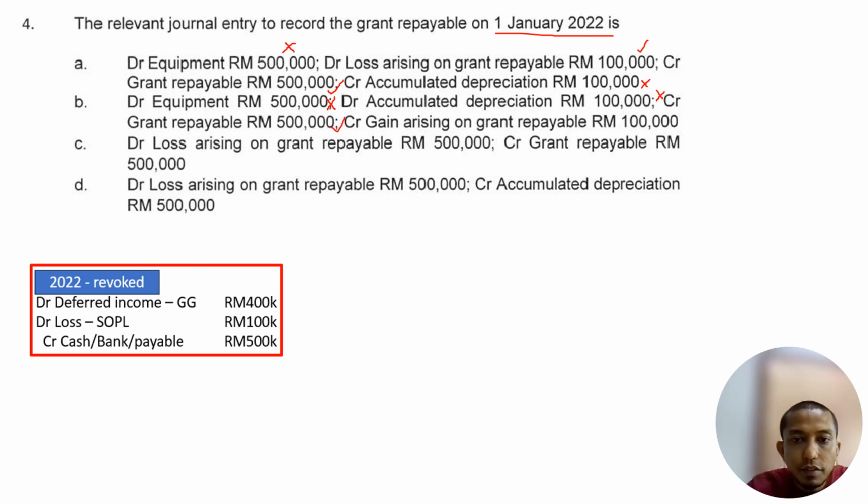Gain on arising of grant payable. Wrong, not gain. Debit loss arising from grant repayable 500,000. Wrong, loss is only 100,000 and grant repayable is 500,000. Correct. Okay, debit loss arising from grant payable 500,000. Wrong. All wrong. How? Credit accumulated depreciation 500,000. Wrong also.